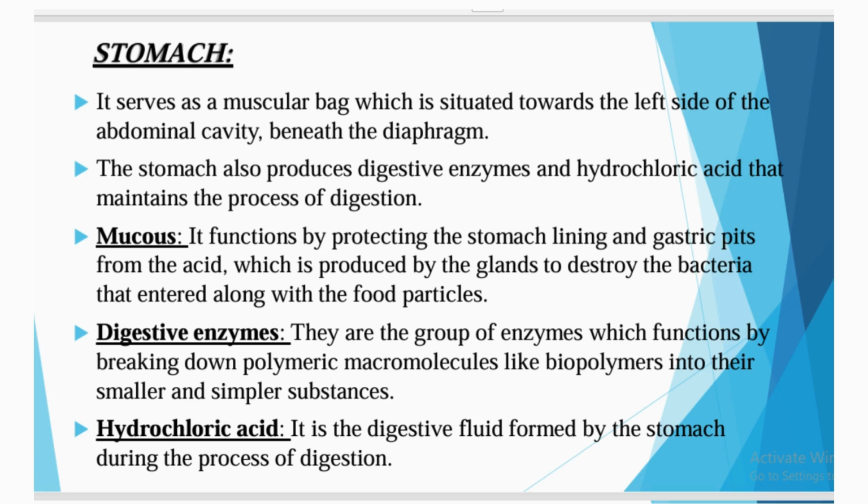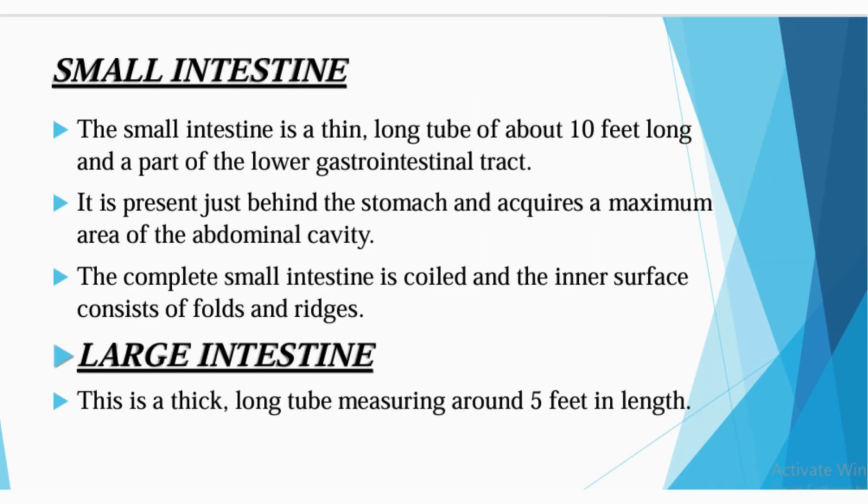The second part in the stomach is the digestive enzymes. Basically they are a group of enzymes which function by breaking down polymeric macromolecules, like biopolymers, into smaller and simpler substances. The third part in the stomach is the hydrochloric acid. It is the digestive fluid formed by the stomach during the process of digestion.